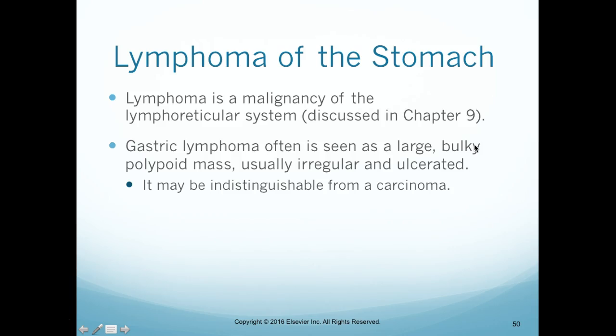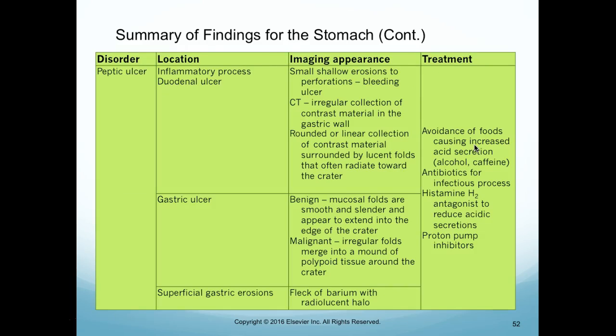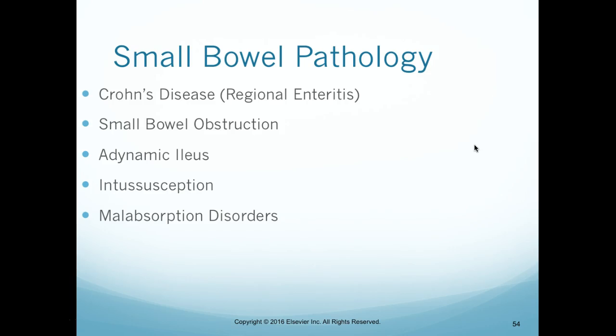All right, lymphoma of the stomach. It's a malignancy that we're going to talk about in chapter 9. Gastric lymphoma is often seen as large and bulky papilloid masses, irregular and ulcerated, maybe indistinguishable from carcinoma. So they'll have to do a biopsy to be able to tell the difference. Here is your summary of findings for the stomach. You can take a look at these here. I'm not going to go through them because I just went through them.